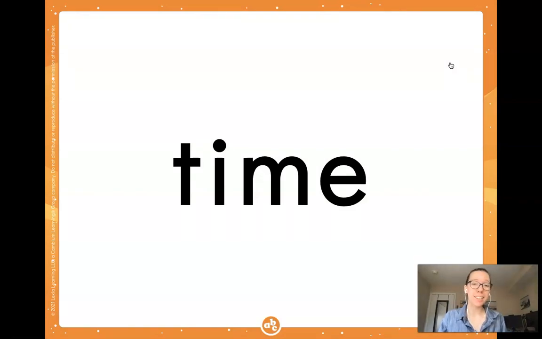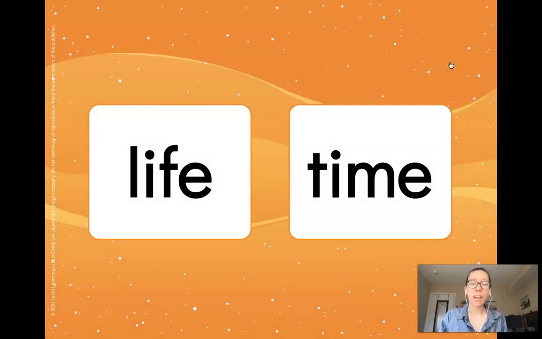I know this word isn't Tim because it has a silent E. Silent E is making the vowel long. Long I says its name, I. So if I sounded out this word, it would say time. I know this word says time because it has a silent E and a long vowel I. Now I can put these two words together to make a bigger word, lifetime.